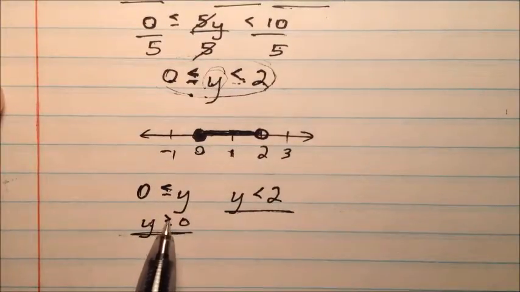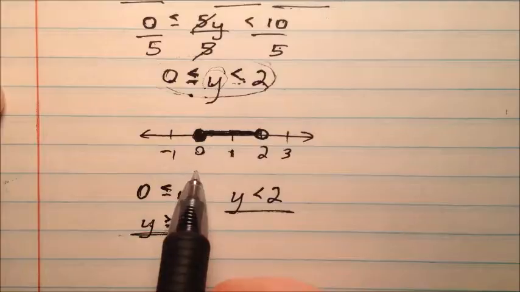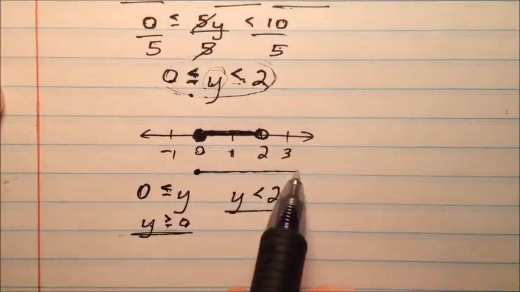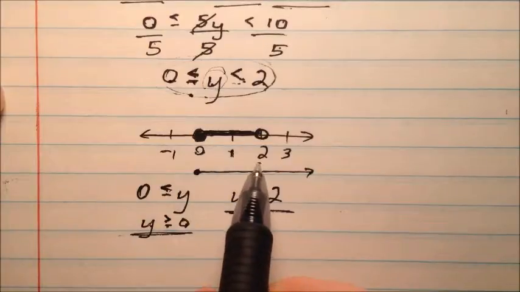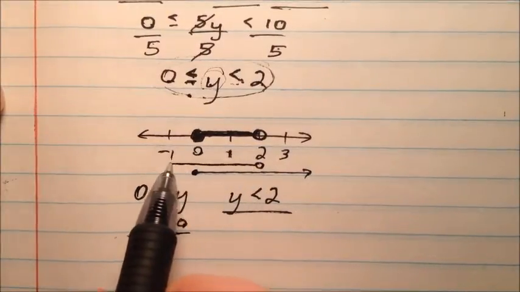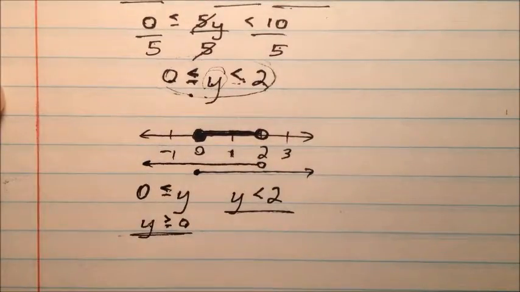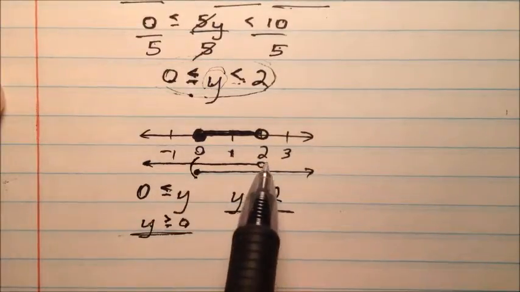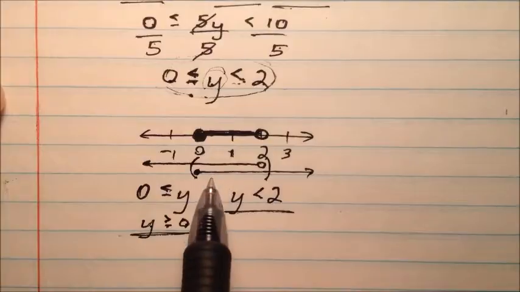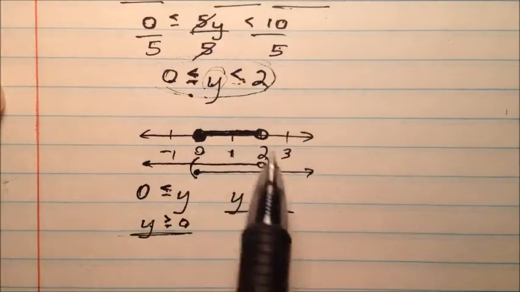So this y is greater than or equal to 0. Really, it'd be a closed circle at 0, and you're going off to the right. This y is less than 2 would be an open circle at 2, and we're going over here off to the left. Notice here we have some overlap. So we've got overlap here, and we've got overlap here. And this is the part that we care about, where they overlap.